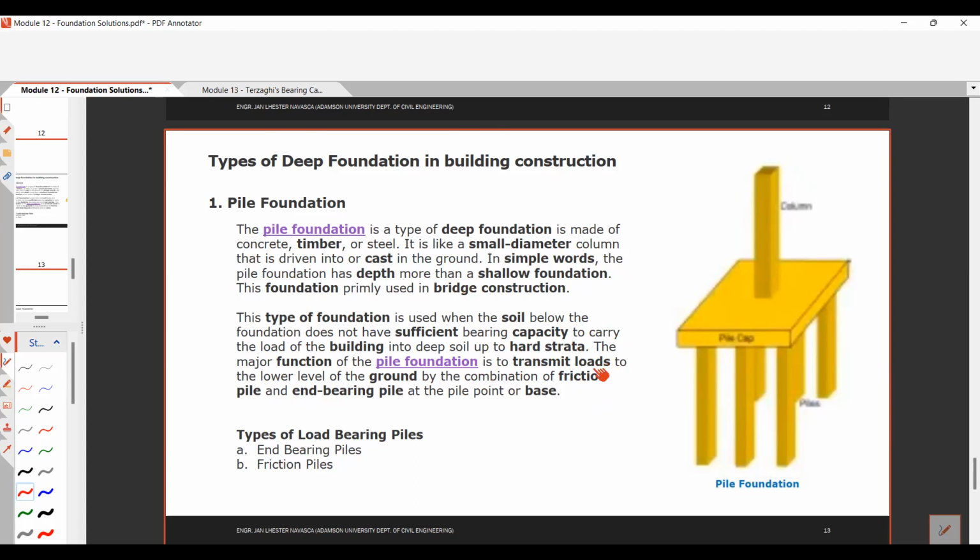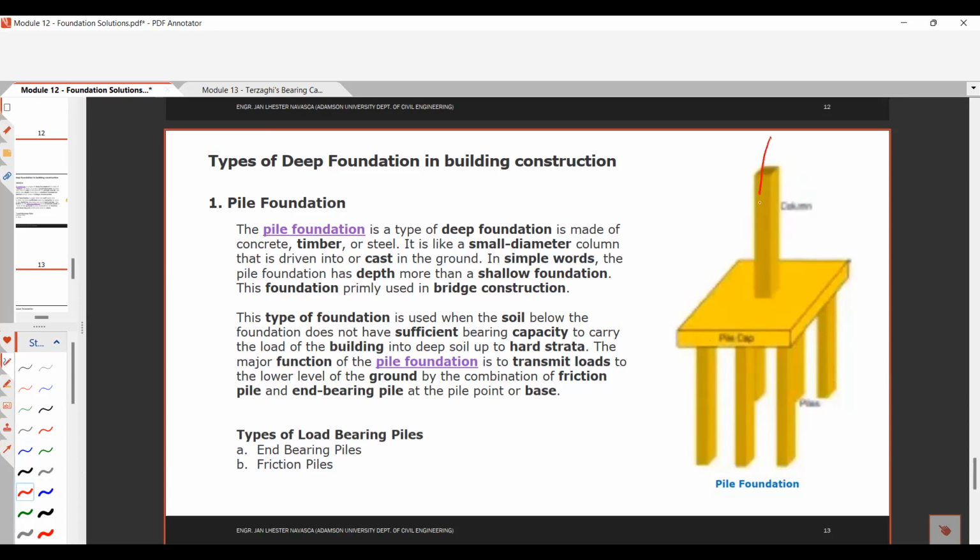Okay, so in this picture, this pile foundation example, this is your piles. Yan, yung long dito. Okay, this is your piles. This one and this one. Okay, these are your piles. And yung parang kanilang platform, we call this one as the pile cap. Okay? And this is your column.